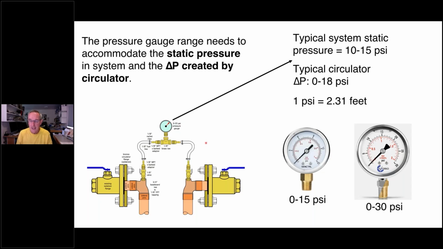They would be typically 1/8 inch male pipe thread, or I'm sorry, typically they're going to be 1/4 inch male pipe thread. So you may have to get an adapter to tap it in over here, but basically you're going to connect that thread on that pressure gauge to that tee, either directly with 1/8 inch or with an adapter coupling to bring it over to 1/4 inch.